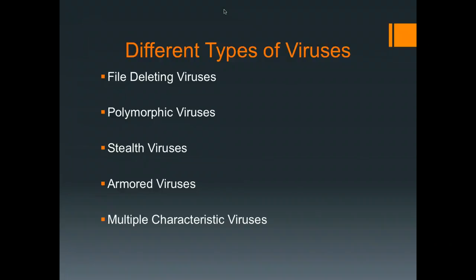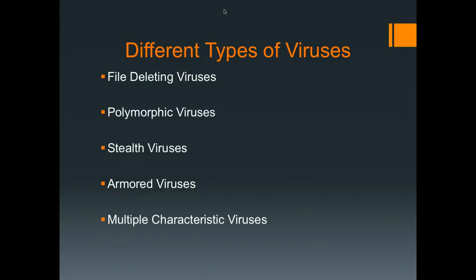Polymorphic viruses, which are capable of changing their appearance and changing their code every time they infect different systems, so that it makes it harder for them to be found. Stealth viruses are kind of the same, not really. They're capable of hiding in operating systems or hiding from antivirus software by making changes to themselves or their file sizes or their directory structure so they cannot be found.